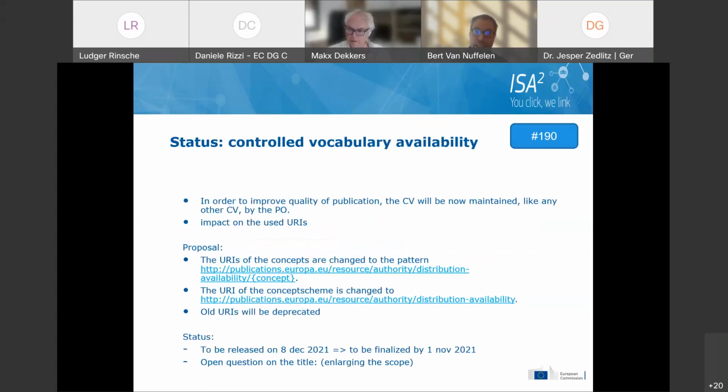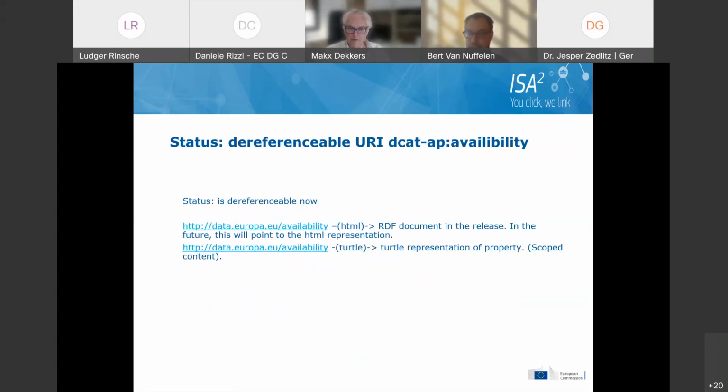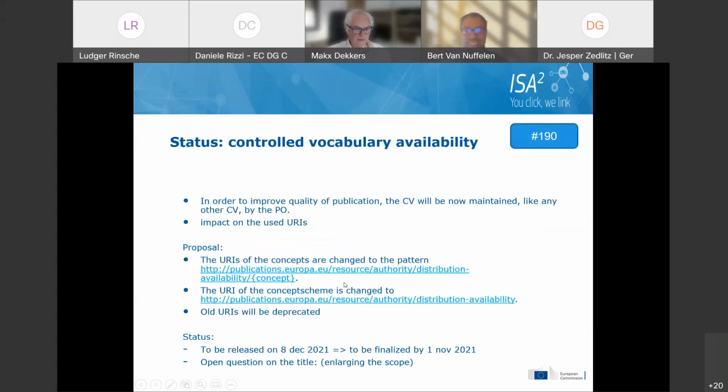I'm sorry, wasn't it discussed that the availability vocabulary will go to the Publications Office? That's the next slide. So we have as well a controlled vocabulary, the values of the DCAT-AP availability property, so that we have availability as a property with a code list, and that code list will be maintained by the Publications Office.